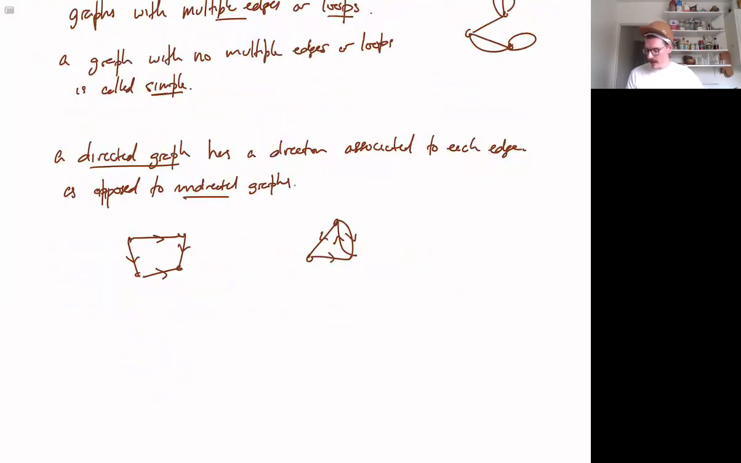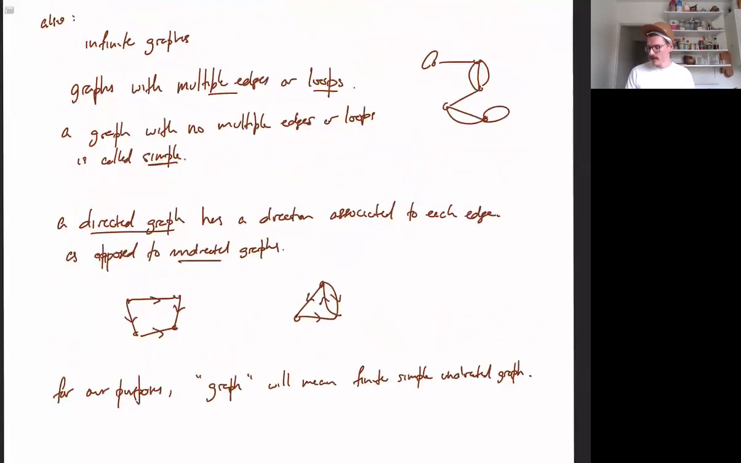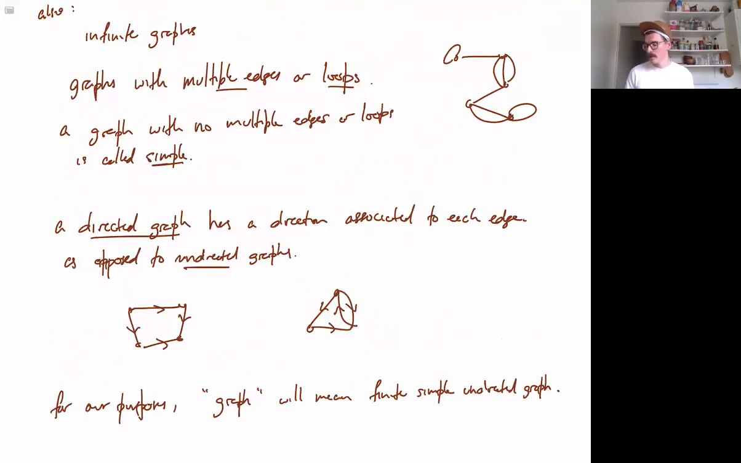But in general, for our purposes, graph will mean what we said before: a finite, simple, undirected graph. And we will explicitly say if we ever want to deal with any of these additional possibilities of having multiple edges or loops or giving directions to our edges.